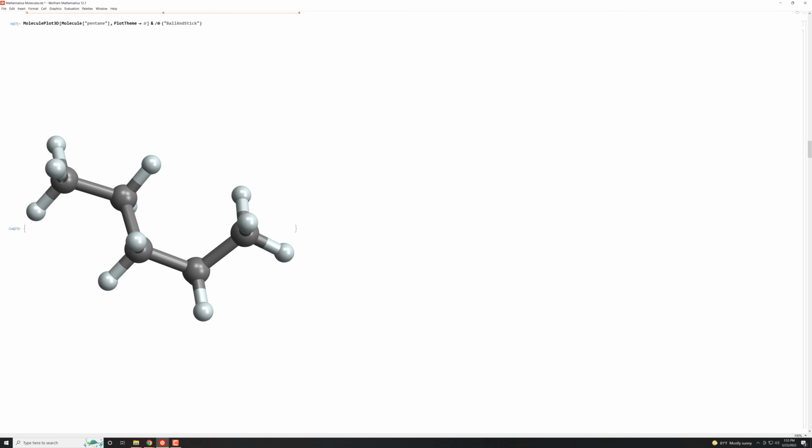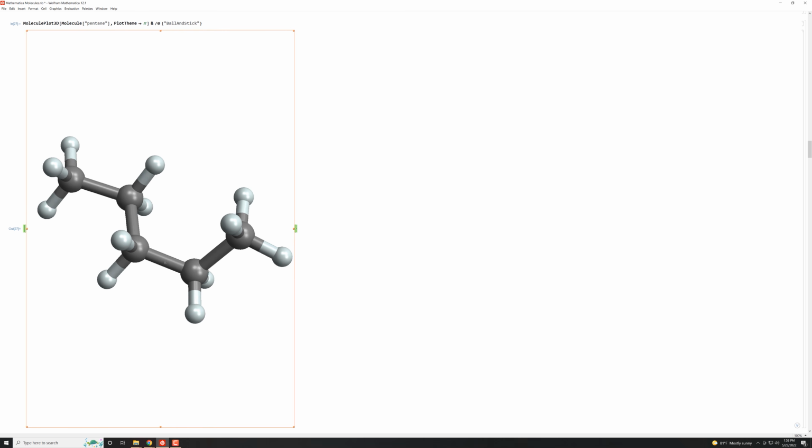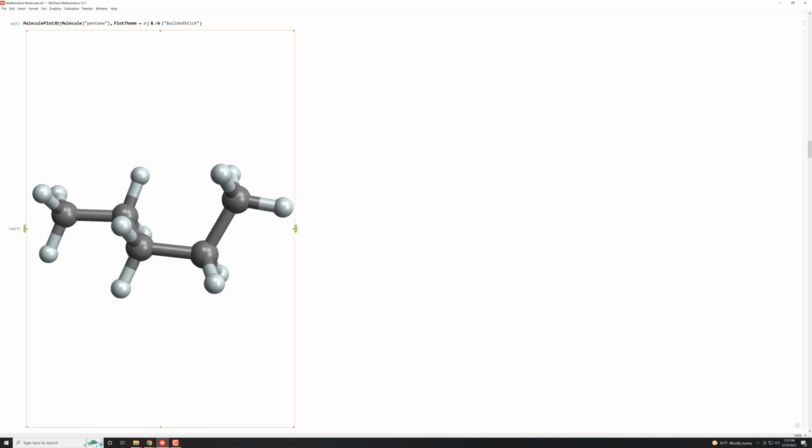This is a 5-carbon chain. 1, 2, 3, 4, 5. But again, notice that the carbons on the end have 3 hydrogens, this one and this one, but every interior carbon only has 2 hydrogens. But again, every carbon has 4 bonds. And it's kinked in such a way because in general, when carbon bonds, it likes to have that 109.5 degree angle if possible, which is what it's basically trying to do here.